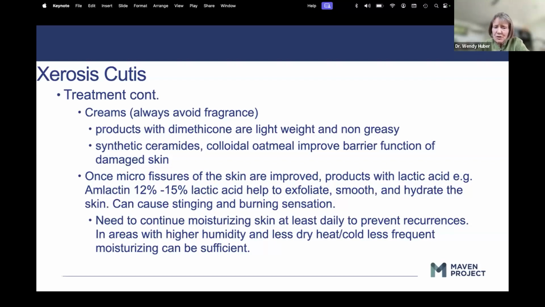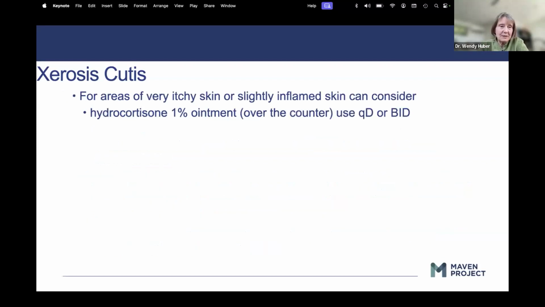Most important thing with cirrhosis cutis is as long as the environmental factors are present, the patient is going to need to continue moisturizing the skin, at least on a daily basis. Otherwise, it will come back. In areas with higher humidity and less dry heat, oftentimes patients don't need as much moisturizing. Interestingly, I had some patients that it was wintertime, they were having a horrible time with their skin, and a couple of the patients went to the Philippines, and they said within a day, their skin was totally back to normal. They didn't need moisturizers, they didn't need anything. So environmental factors are a big deal for this.